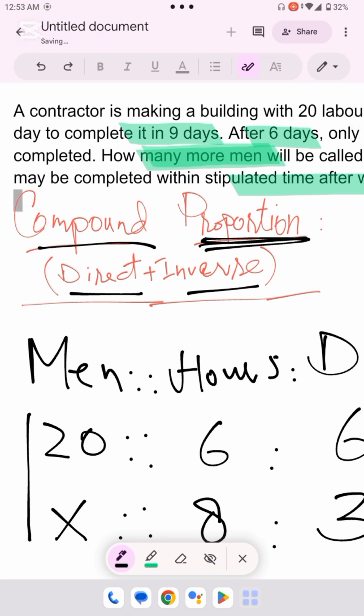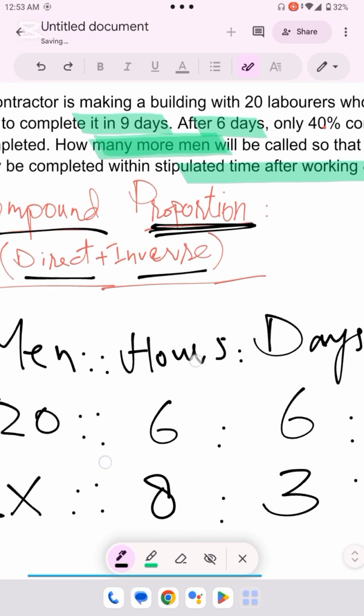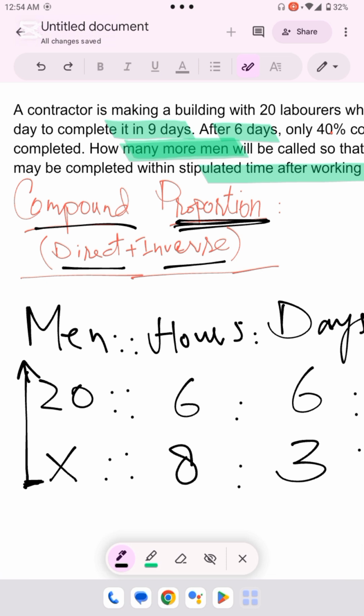First arrow will always be upward, because x has to be at the top in the numerator. If more men are there, then less number of hours would be required to complete the task.